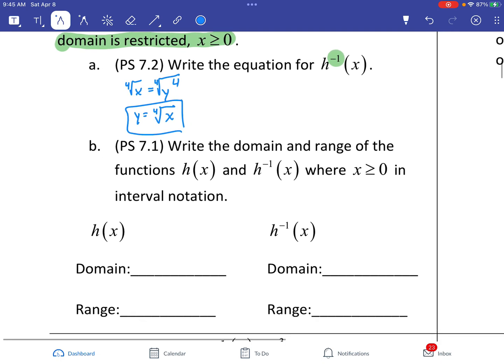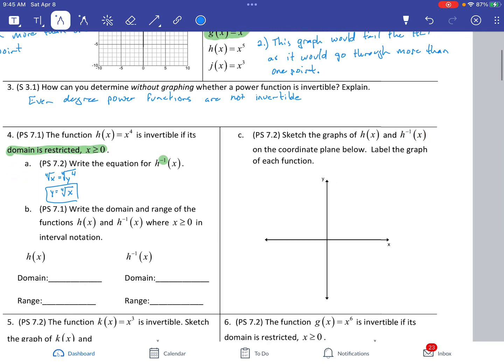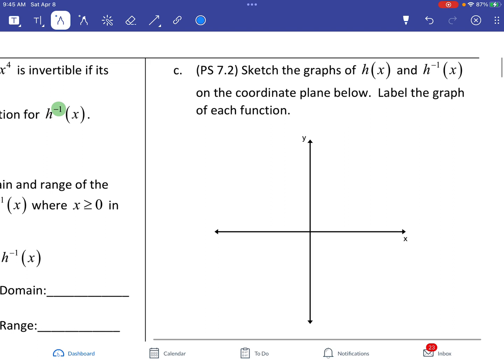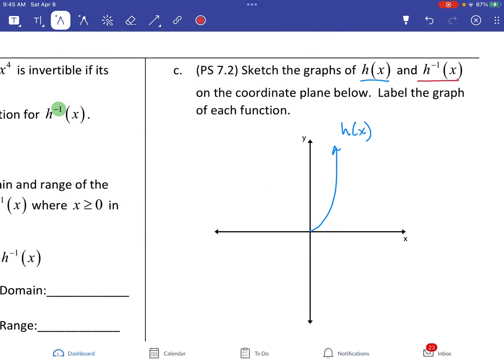Now for part B, we're going to actually skip part B and go to part C first. I'll explain why in a moment. It says sketch the graphs of h of x and h inverse of x on the coordinate plane below. Label the graph of each function. So I'm going to do h of x in blue. That's the first one, the x to the 4th. It's going to look like this. And the inverse, I'm going to do in red, it's going to look like this. So that's what the graphs will look like because we are restricting the domains.